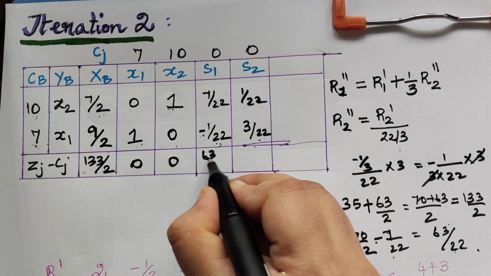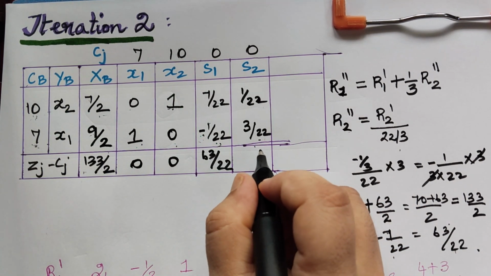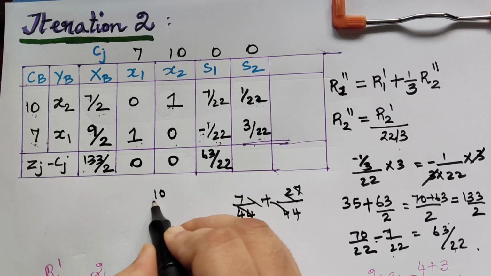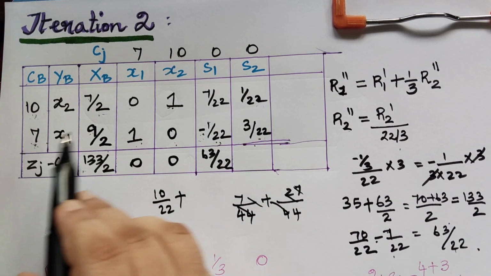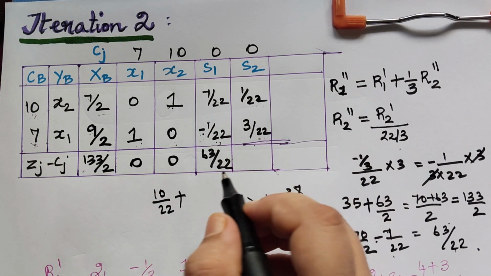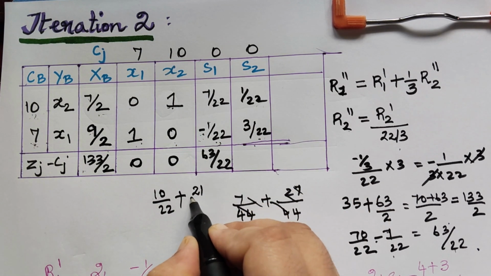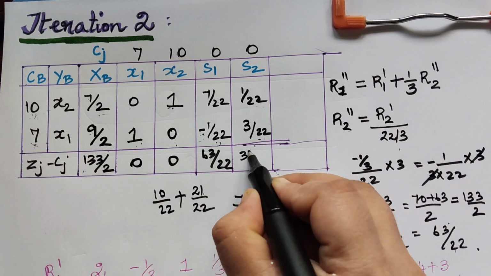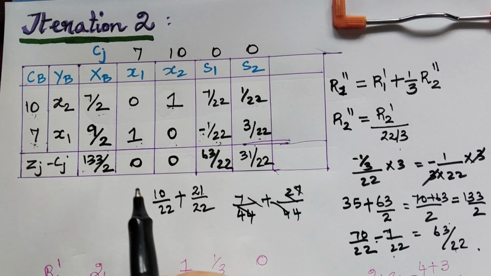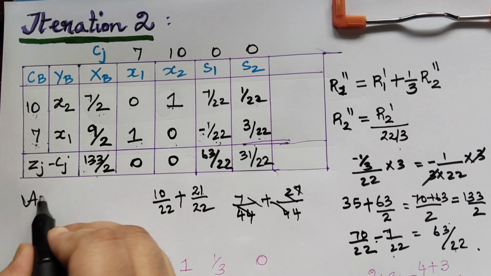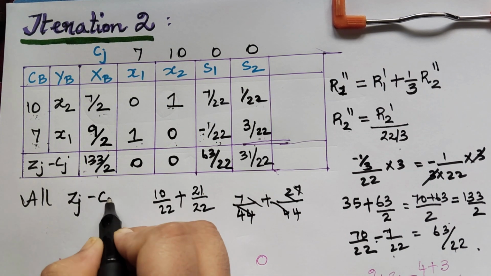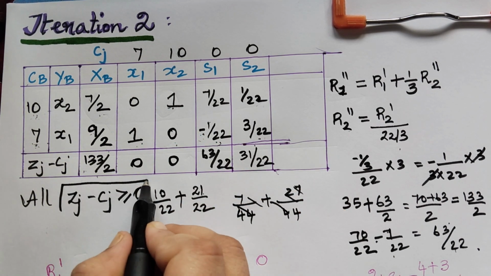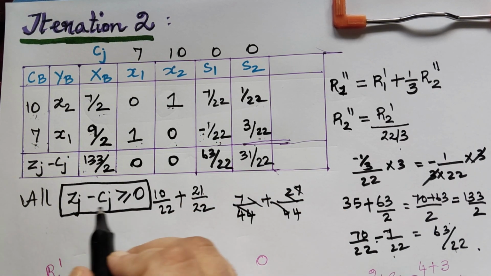So 63 by 22. And here we have 10 multiplied with 1 by 22, which will be 10 by 22, plus 7 multiplied with 3 by 22. So 3 7 times is 21, so 21 divided by 22. So when we add, we get 31 divided by 22. So we see that all zj minus cj is either greater than or equal to 0. So we have attained the optimum condition.